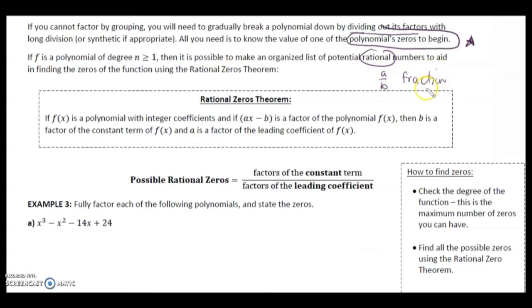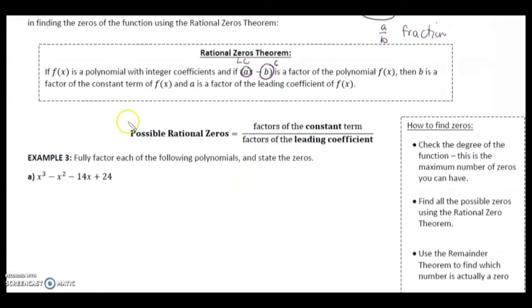Okay, to aid in finding the zeros of the function, we'll use the rational zeros theorem. So that's what we're going to be touching on right now. Rational zeros theorem: if f(x) is a polynomial with integer coefficients, and if ax minus b is a factor of the polynomial f(x), then b is a factor of the constant term of f(x), and a is a factor of the leading coefficient. So constant and leading coefficient. Factors of these.